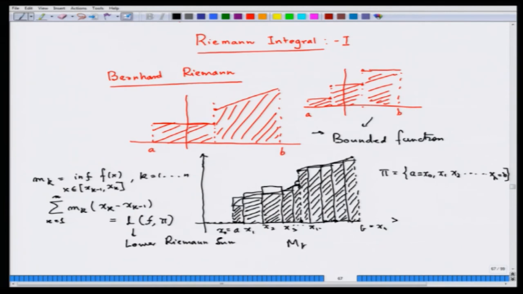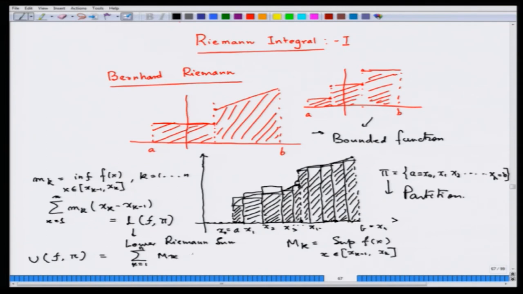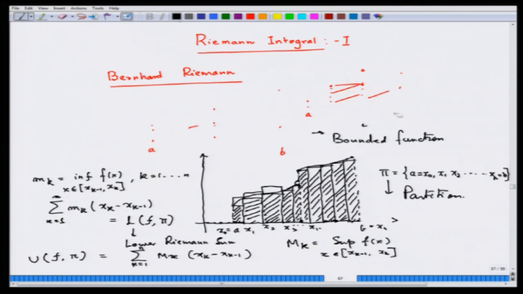So if you write mk as the supremum of f(x) when x is lying between x_{k-1} and x_k, then you can similarly compute what is called the upper Riemann sum, U(f, pi). Pi is called the partition. And once you construct this sum, this will become the sum for k equal to 1 to n of mk times (xk minus x_{k-1}). I do not want to leave this page because you finally have to understand things here. So, I just rub this off and talk to you.